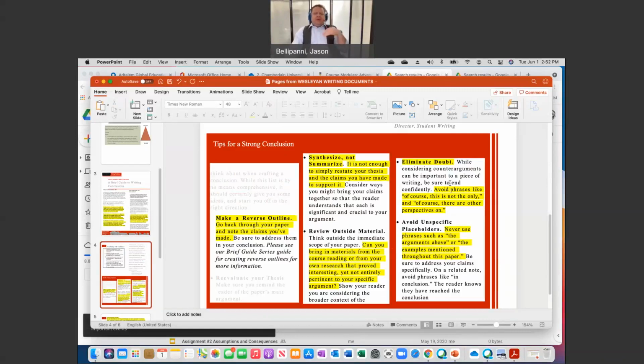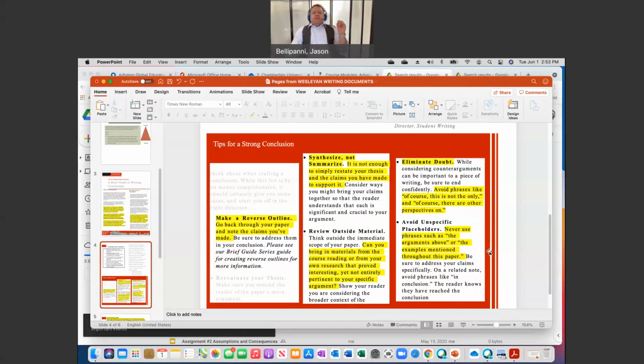Eliminate doubt. So this is about language, trying to just present your case without hedging at all, right? So avoid phrases like, of course, this is not the only, or of course, there are other perspectives on. You're not interested in this. You're ending with your perspective. The only time you mention the other side is to say, here's what the other side thinks about this, and this is why they're wrong. So that's the eliminate doubt part.